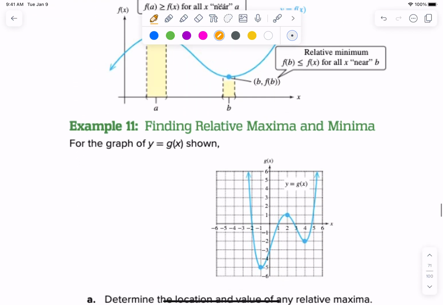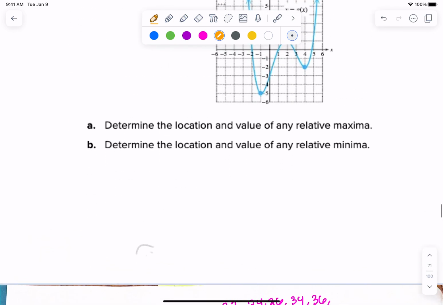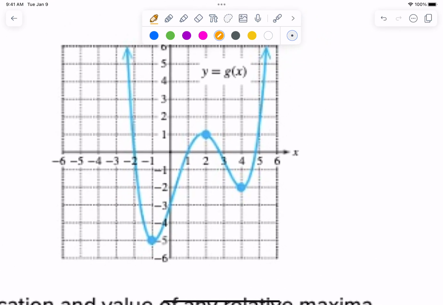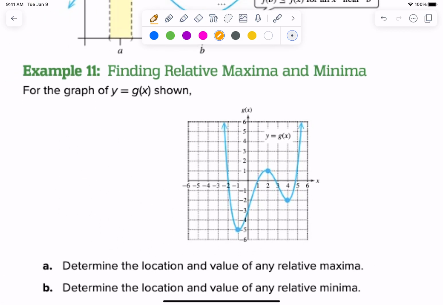I want to look... Oh no, we have an example 11. Oh, sorry. We do it tomorrow. You're killing me. Tomorrow, relative maxes and relative mins. We need this for our homework. You do need this for your homework.